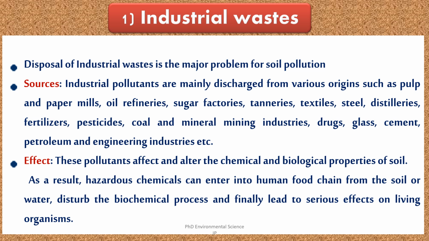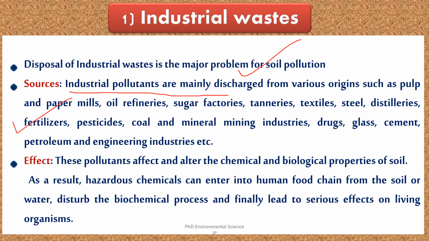Industrial wastes. The disposal of industrial waste is a major problem for soil pollution, and there are various sources from which industrial wastes or industrial pollutants are mainly discharged, such as pulp and paper mills, oil refineries, sugar factories, tanneries, textiles, steel, distilleries, fertilizers, etc. So what effect does it have on the soil?